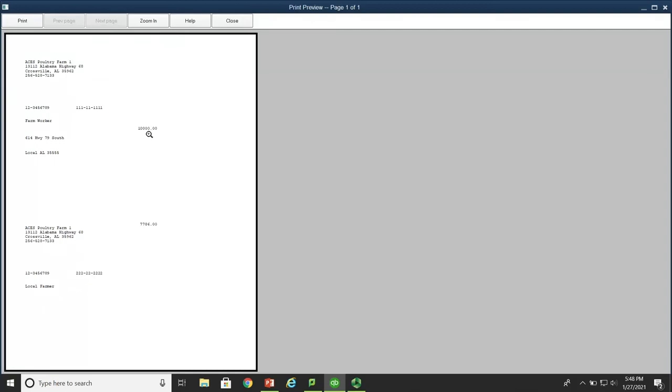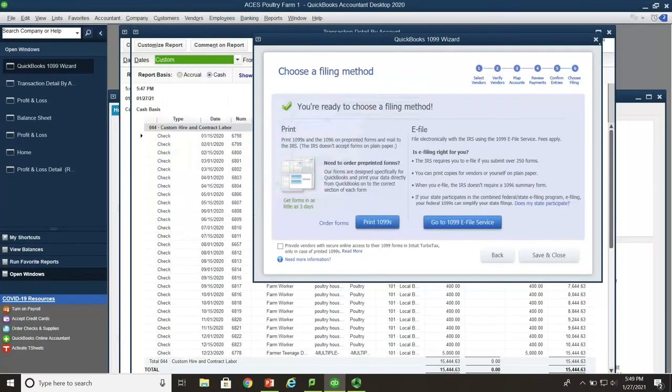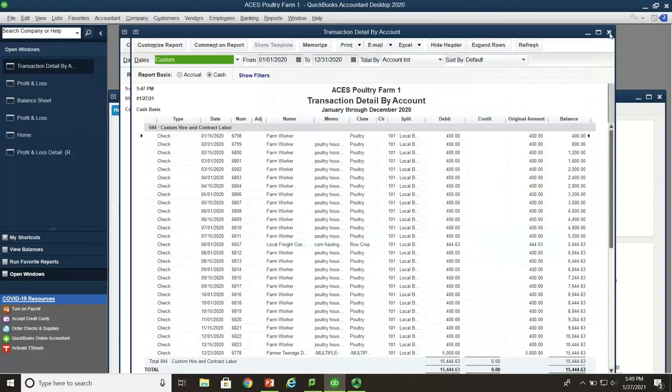Now this is printed on plain paper. We would just print this piece of paper and give it to our accountant to print it on a form. Same thing for the second one, who is the local farmer that we paid $7,786 in land rent. We just simply hand this form to our tax preparer and say, would you print on your forms the 1099 miscellaneous and file them for us electronically. And we would just do it that way. And that completes the little side road on 1099s.